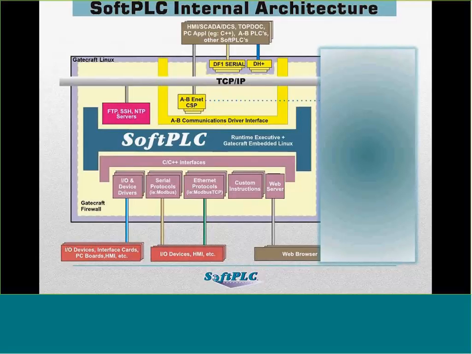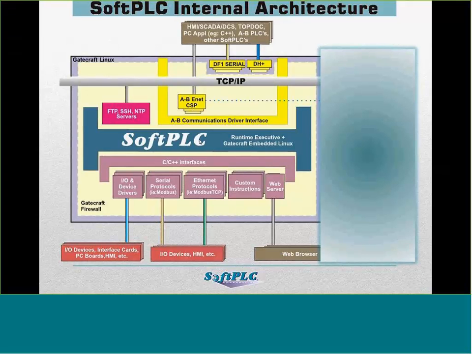If we look at the Soft PLC architecture internally as a block diagram, we have something called Gatecraft Linux, which is our Linux distribution that runs in every Soft PLC, and that's the base operating system. And then the Soft PLC kernel, or the Soft PLC runtime software, is the executive. It decides what tasks are going to run, how much time they're going to get, make sure everything's talking to each other and passing data back and forth.